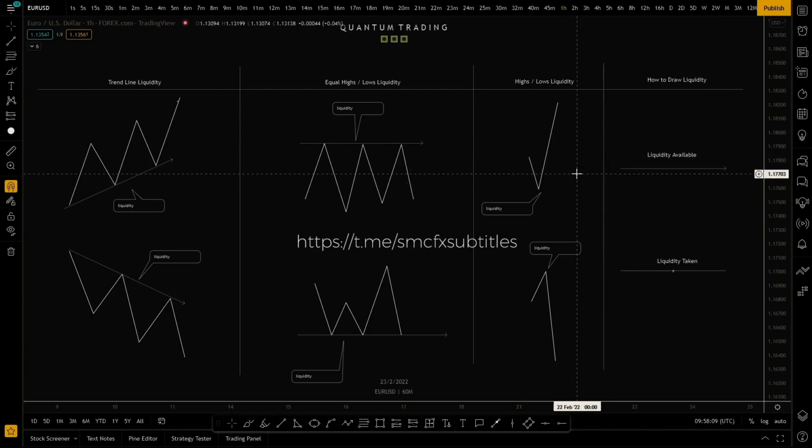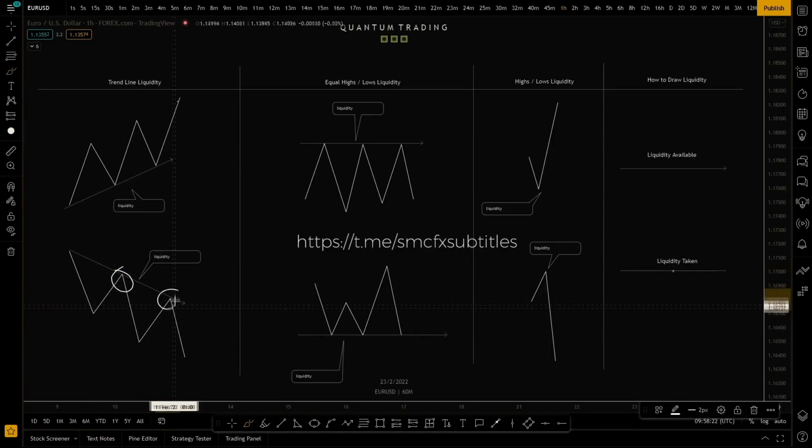So above and below every single high and low in the market, there is liquidity, okay? It can be swing structure, it can be any sort of high and low in the market, it has liquidity above and below it. So on its own, this high has liquidity above it, this high has liquidity, this low has liquidity, this low has liquidity.